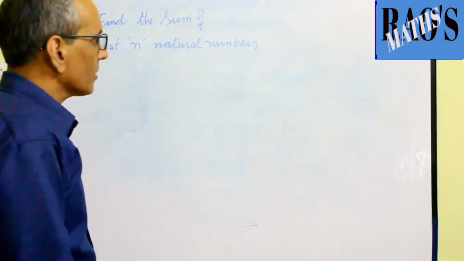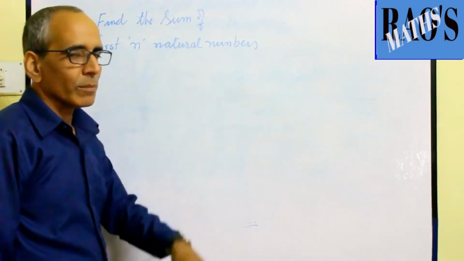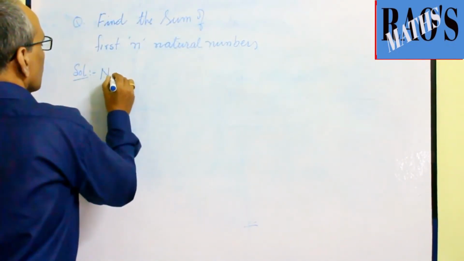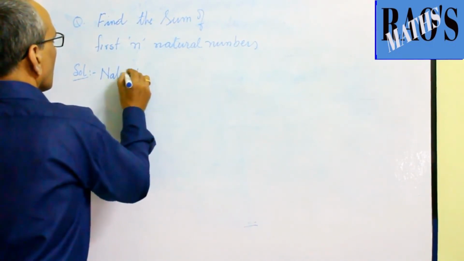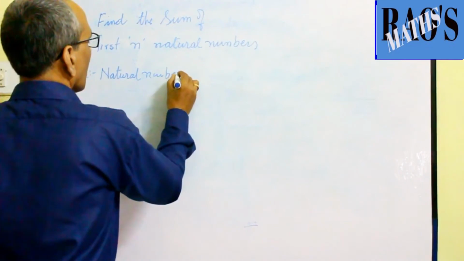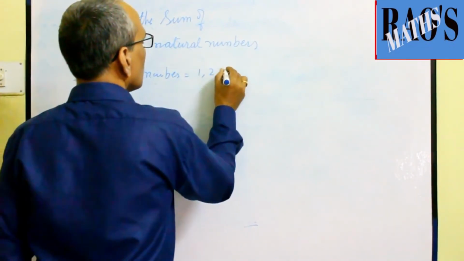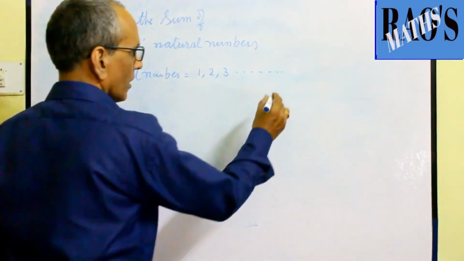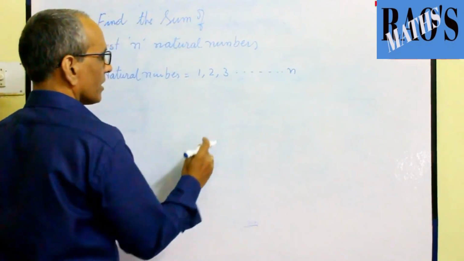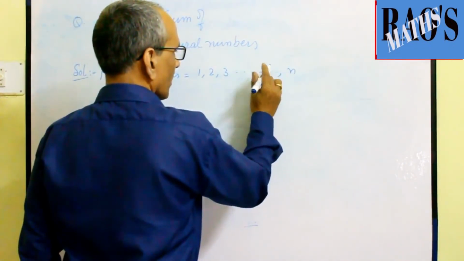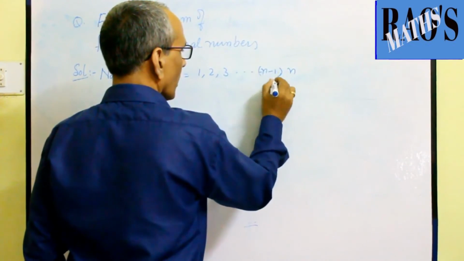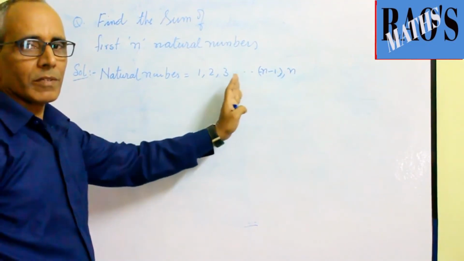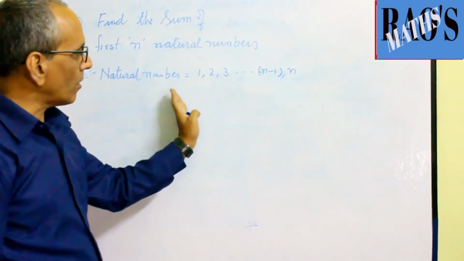And it is a simple question. I want the sum of first n natural numbers. Let me write the natural numbers: 1, 2, 3, 4 and so on. What is the last number? n. What is the previous number? 1 less than this. So n is the last number always. n minus 1 is the previous number. So I want the sum of the numbers up to n.